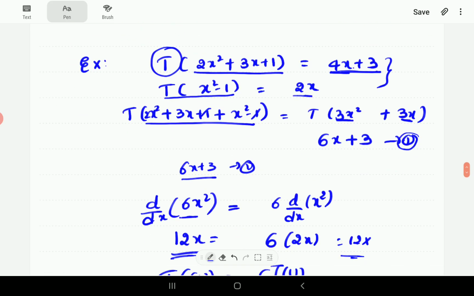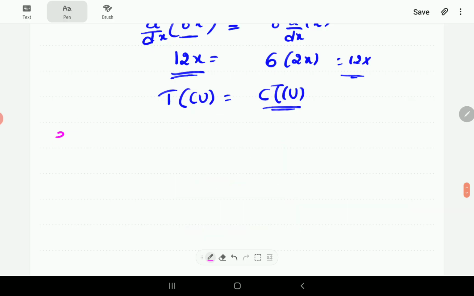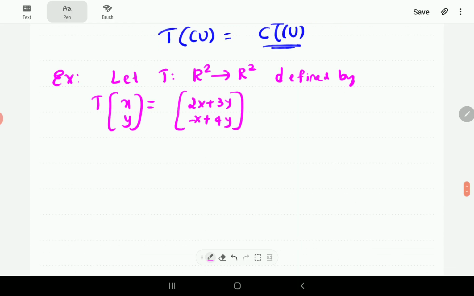Now let us understand this particular transformation with the help of some examples. Let us take another example. The example says, let T be a transformation from R2 to R2, which is defined by T of (x, y) equal to (2x plus 3y, minus x plus 4y). Now let us check whether this is a linear transformation or not.